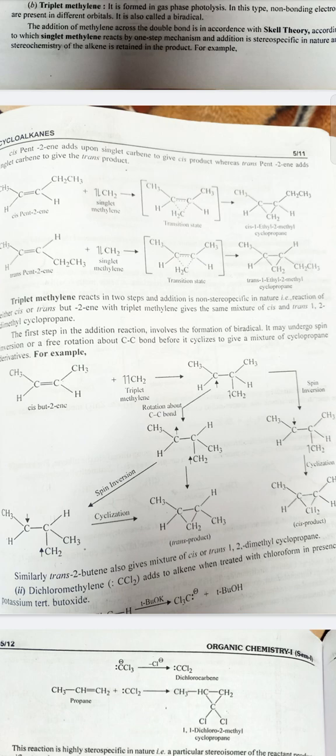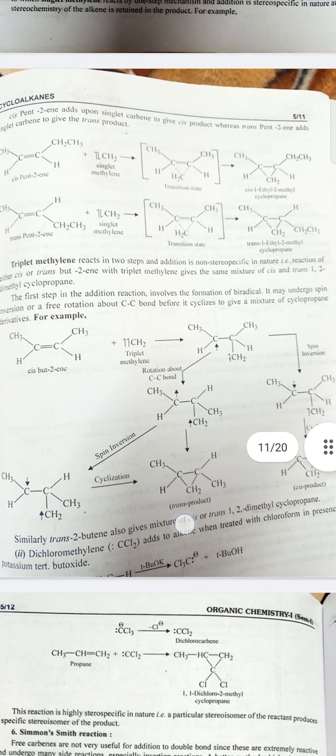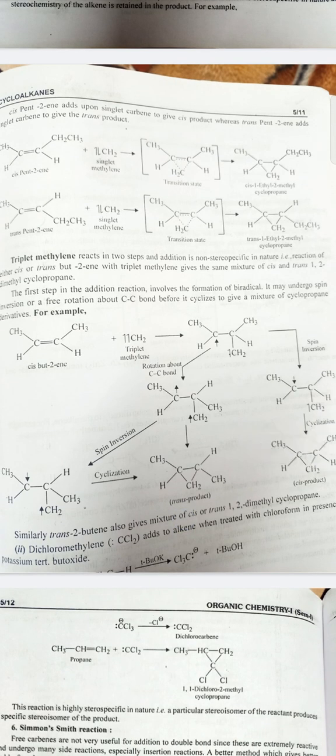but-2-ene with triplet methylene gives the same mixture of cis and trans 1,2-dimethylcyclopropane. The first step in the addition reaction involves the formation of a biradical. It may undergo spin inversion or a free rotation about the carbon-carbon single bond before it cyclizes to give a mixture of cyclopropane derivatives. Similarly, trans-2-butene also gives a mixture of cis and trans 1,2-dimethylcyclopropane.